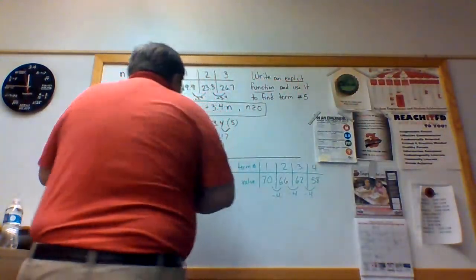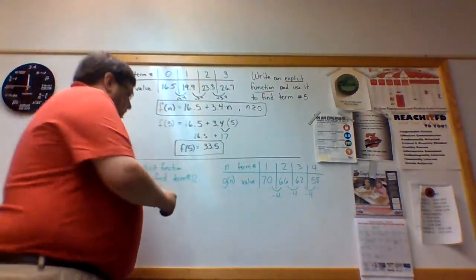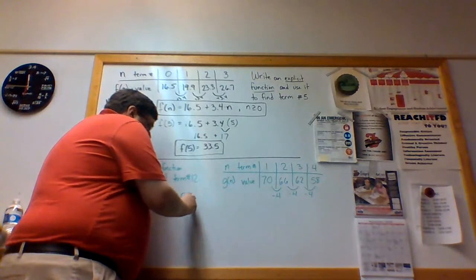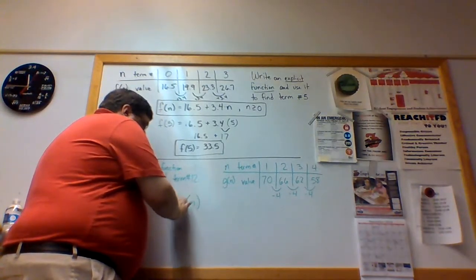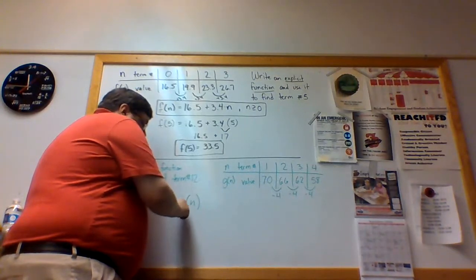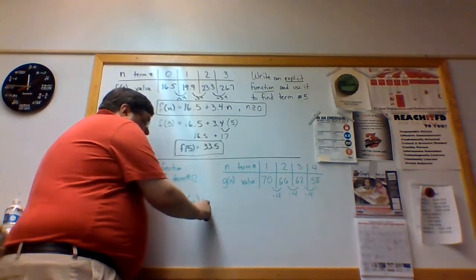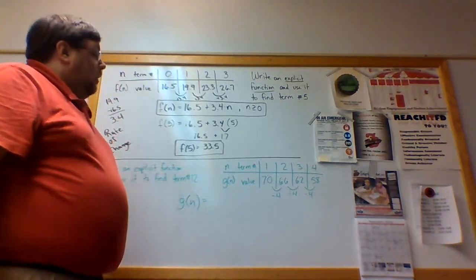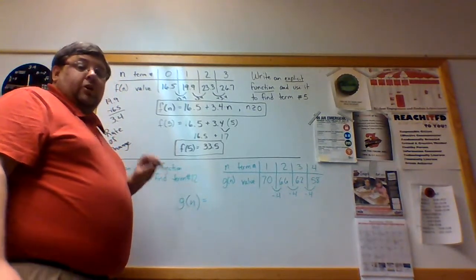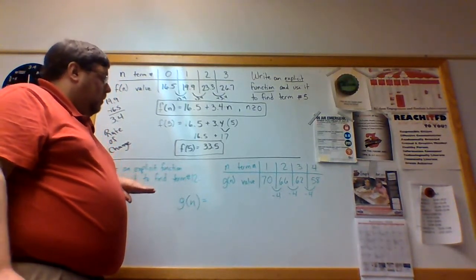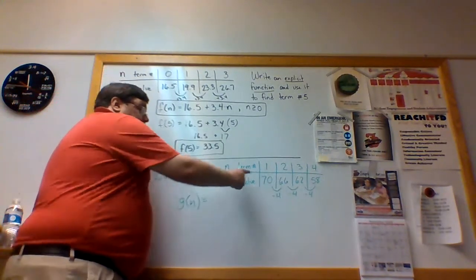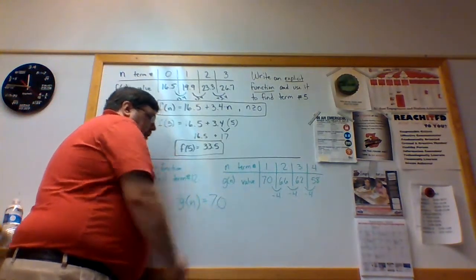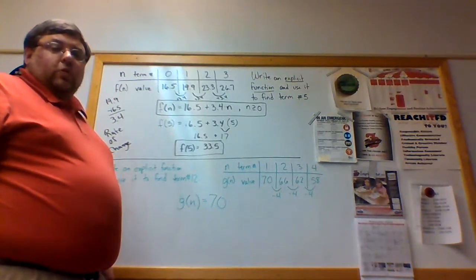Let's try to write the explicit function for this one. It's going to start with f of n again, or I guess maybe on this one, since they were calling this function g, I'll change that to g of n. Now, since I want to put the entire thing in one big problem here, I'm going to use g of n equals 70. That's where we started. And then this one was going down by 4.